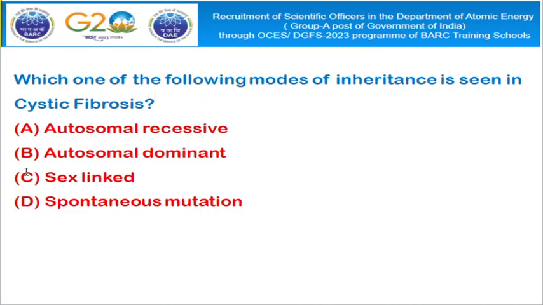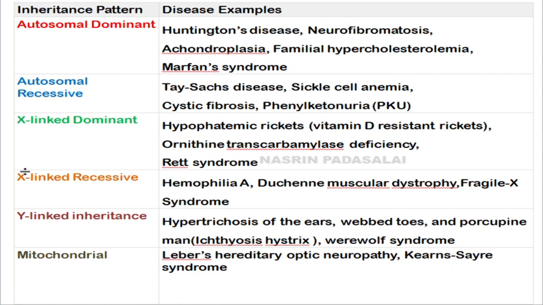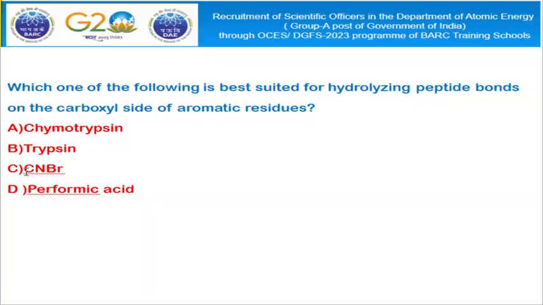Okay, which of the following modes of inheritance is seen in cystic fibrosis? Okay, so the inheritance pattern of cystic fibrosis is autosomal recessive. Okay, so autosomal dominant include Huntington disease, neurofibromatosis, Marfan syndrome and other diseases that follow an autosomal dominant pattern. Whereas Tay-Sachs disease, sickle cell anemia, cystic fibrosis, phenylketonuria, all these diseases will be following an autosomal recessive pattern. Okay, so you need to study the example diseases also.